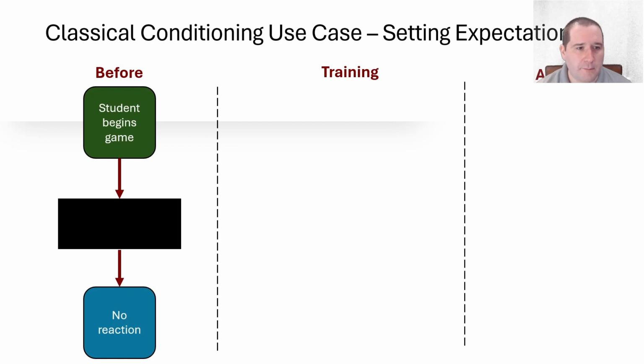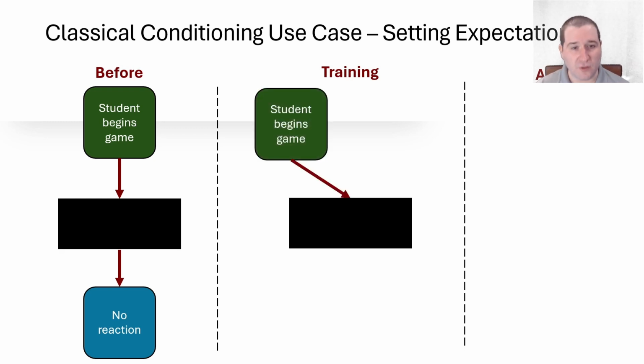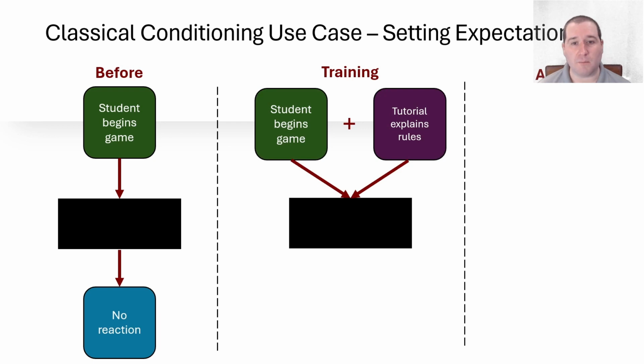Well, one example is setting expectations. This is a game-based instruction course. Maybe when a student begins a game, they don't know what to do. There's no reaction. So what should you do, knowing that this might come up? We'll set the expectation beforehand. When the student begins the game, you give them a tutorial that explains the rules. This happens before any processing takes place. You're pairing these together. Here's the game, here's the rules.